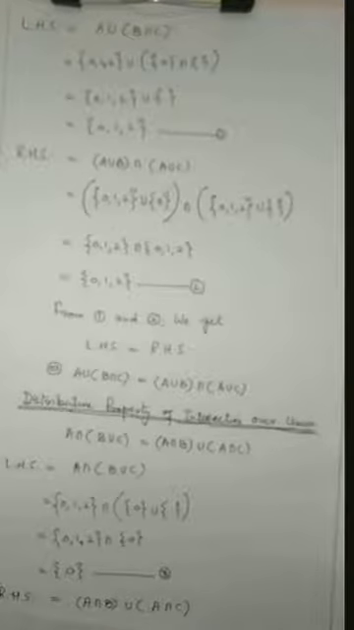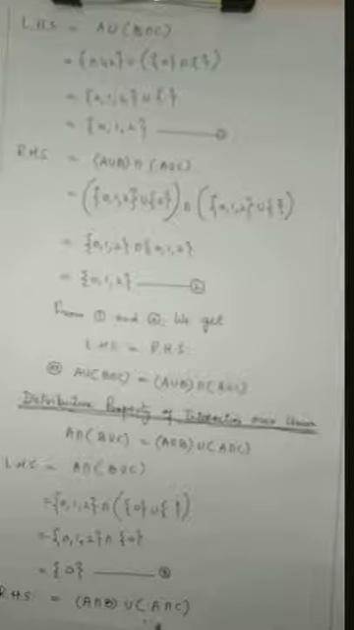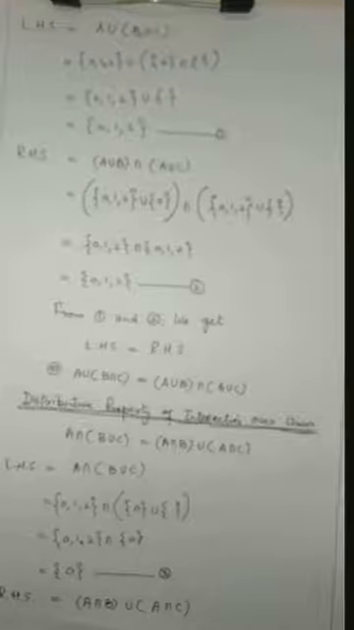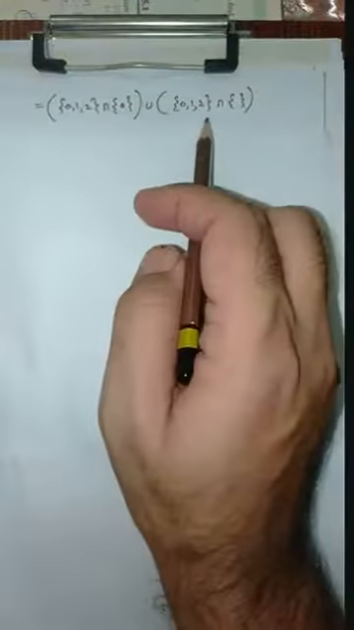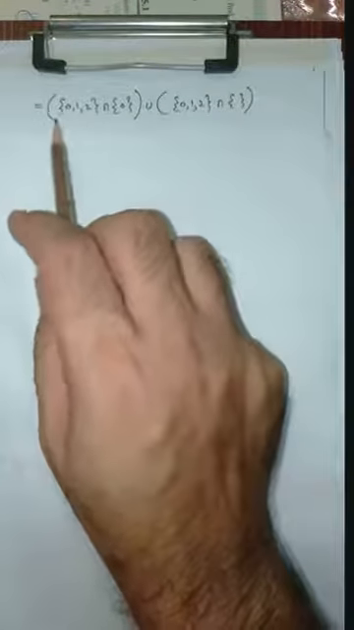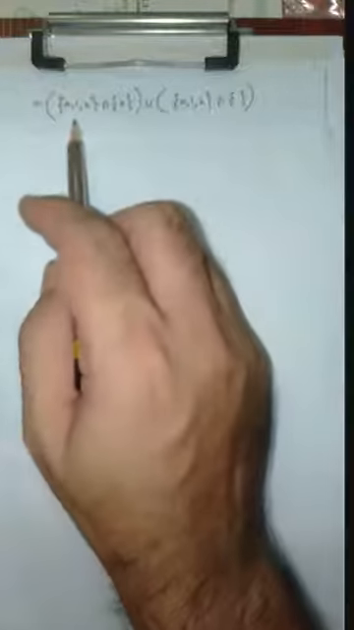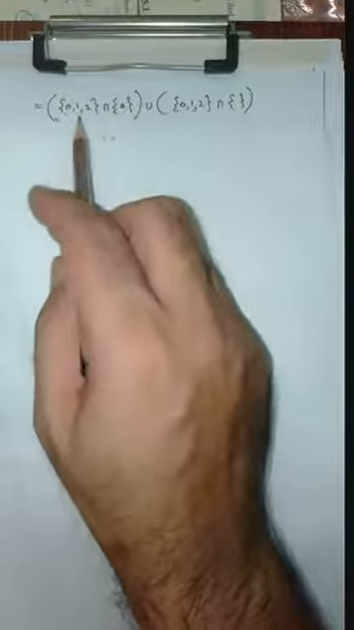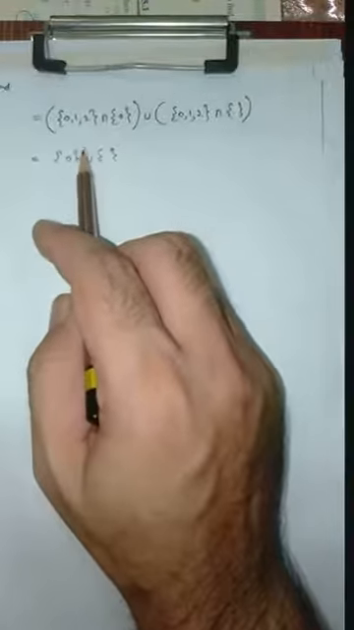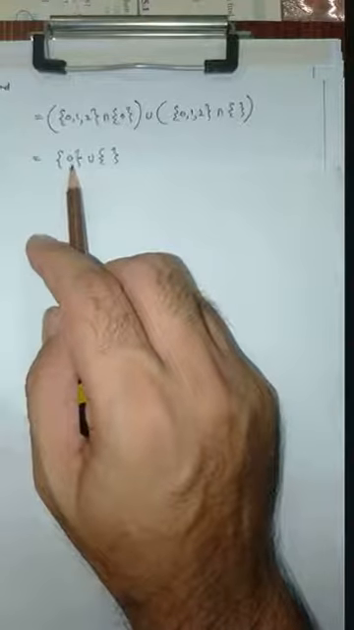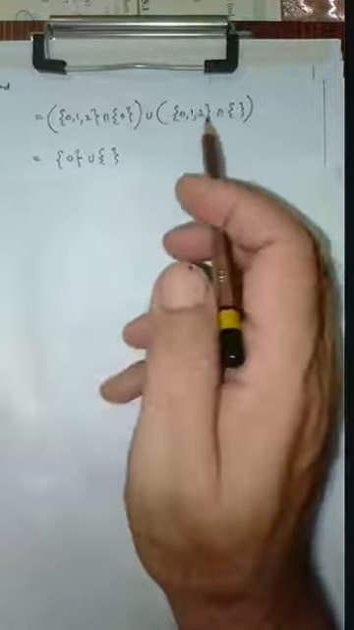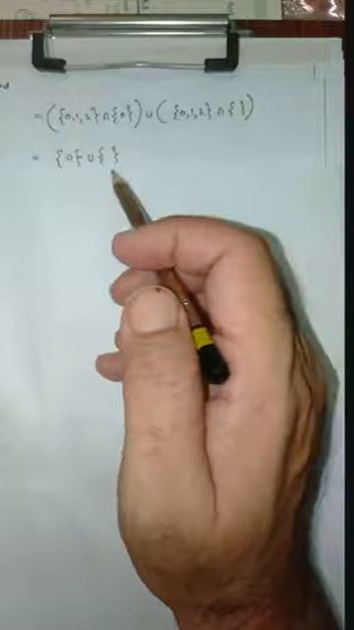Now right hand side, which is equal to A intersection B union bracket A intersection C. Putting the value of sets like this. First of all, we will simplify this bracket and this bracket. So taking intersection between these two sets, which is equal to, answer is 0 in sets, and taking intersection between these two sets, which is equal to empty set.